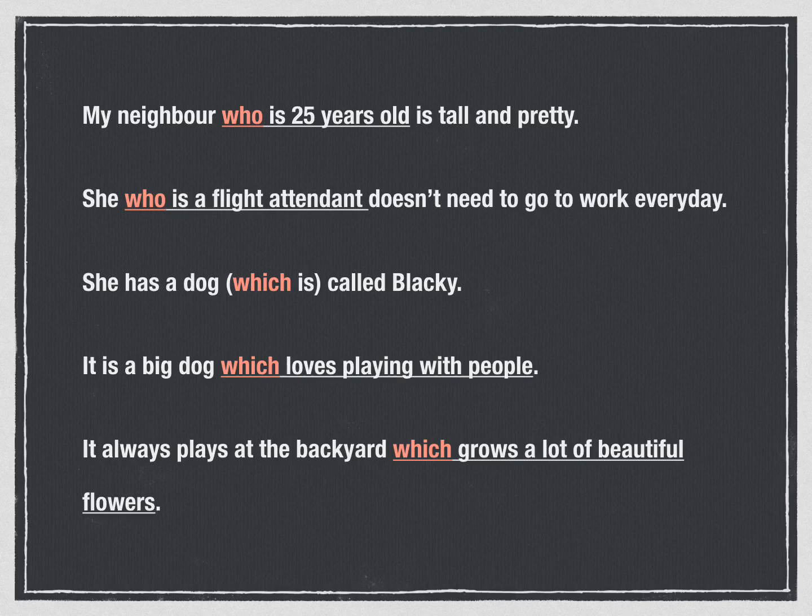Apart from seeing the WH words and seeing two sentences being combined into one, there's also one interesting thing with the underlined clauses. If we delete the underlined part of the sentence, can the rest of the sentence still make sense? Are they still complete sentences? Let's take a look at the first one. If I delete the underlined part, my neighbor is tall and pretty. It still makes sense, right? It's still a normal complete sentence, right?